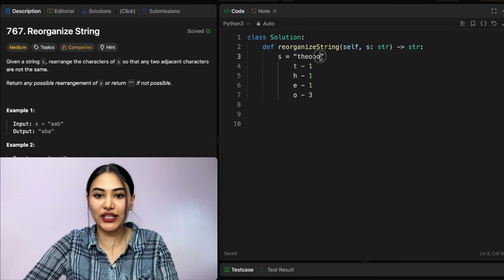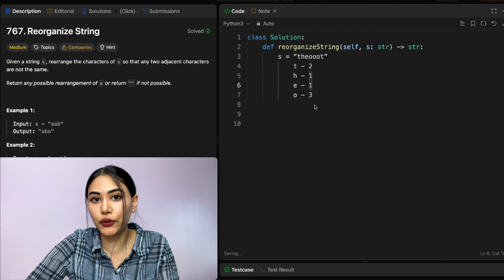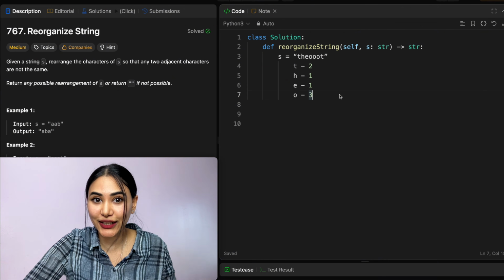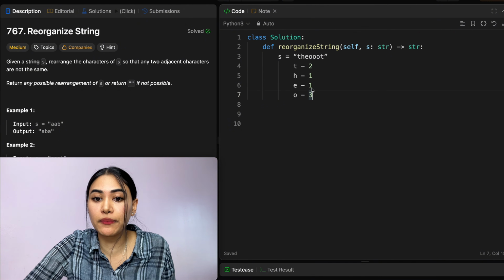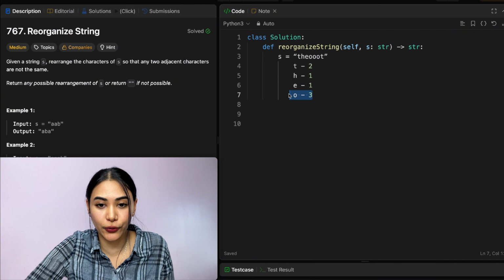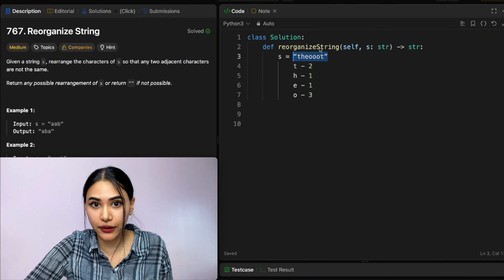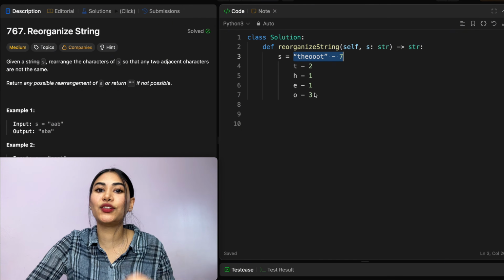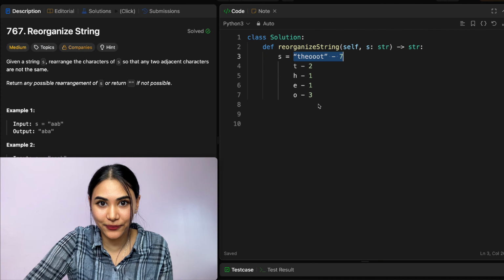And actually I'm going to change this example a little bit. So we have 2 T's over here. This is our example. And remember, the very first check we want to make, even before we try to rearrange the characters, is to see if this rearrangement is even possible. So the most frequently occurring character, which is O, occurs 3 times. Now, what is the total number of characters in our input? We have a total of 7 characters, 2 plus 1 plus 1 plus 3, and 3 is not greater than 4, so we know for a fact we can make a valid rearrangement.